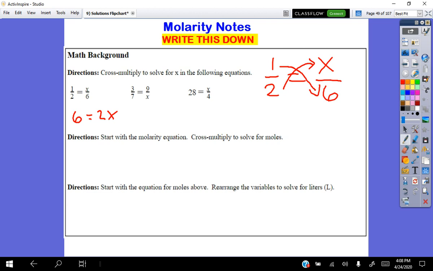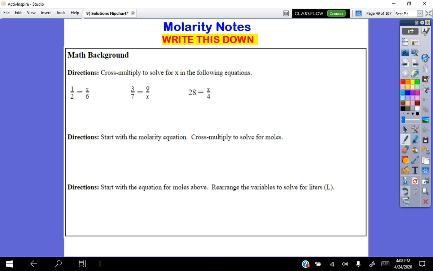Then we have to solve for our variable. In order to get the variable by itself, we need to divide both sides by the number that's next to the x, so that way we can get rid of that number. 2 divided by 2 is 1. And so we're left with x on one side of the equation, because 1 times x is x. On the other side of the equation, we have 6 divided by 2, which is 3. We end up with an answer of x is equal to 3. So if I go back and plug that in, I satisfy the statement that 1/2 is equal to 3 over 6.